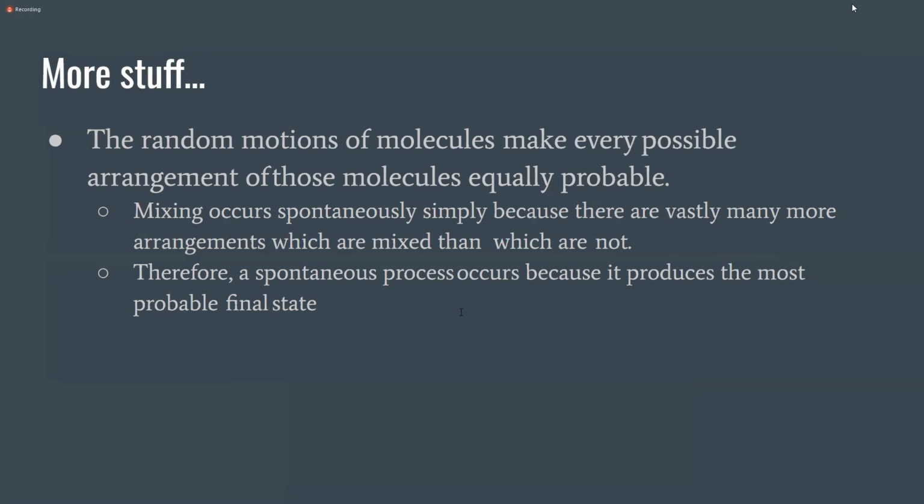And then a little bit more here. In terms of the random motion of molecules, molecules don't know where to go. They're just moving randomly. So things usually just happen because it's the most probable state, and that's why we see mixing. Technically, molecules don't want anything, they don't know anything, they're just moving around.